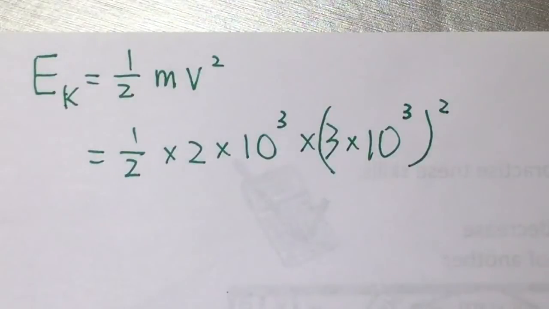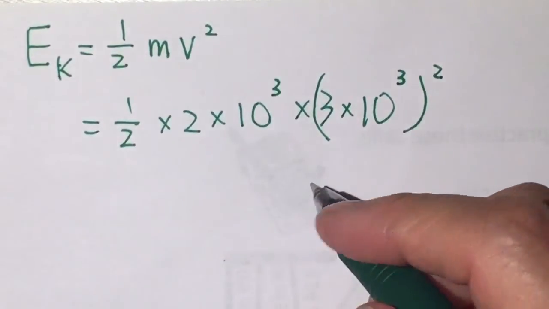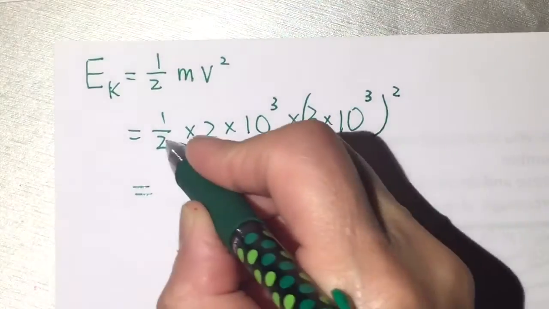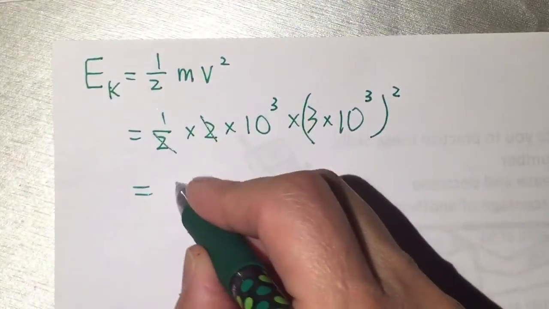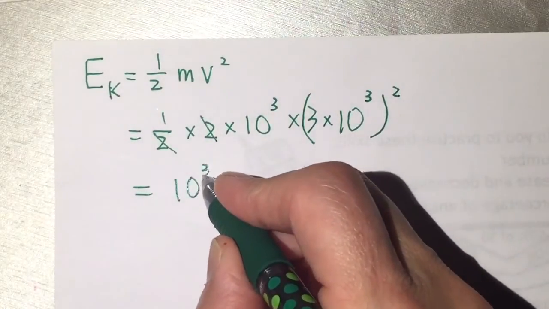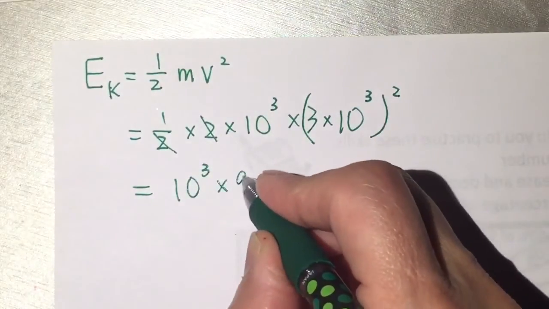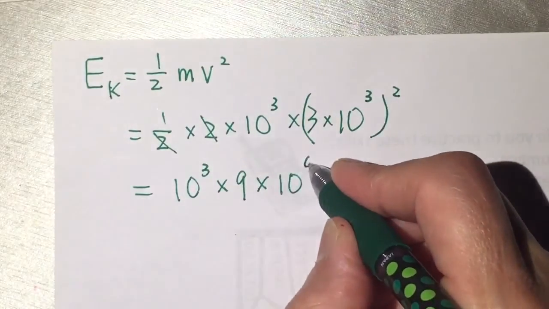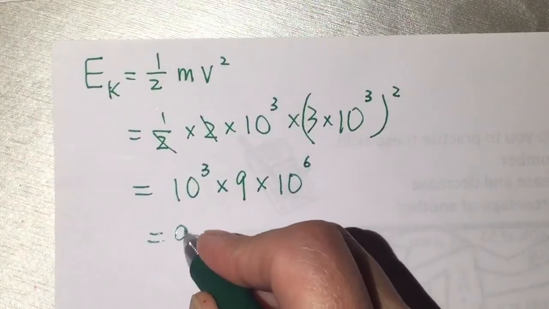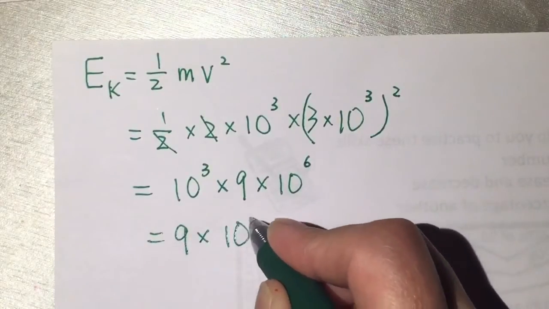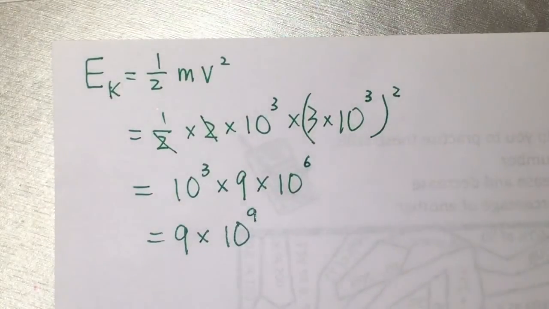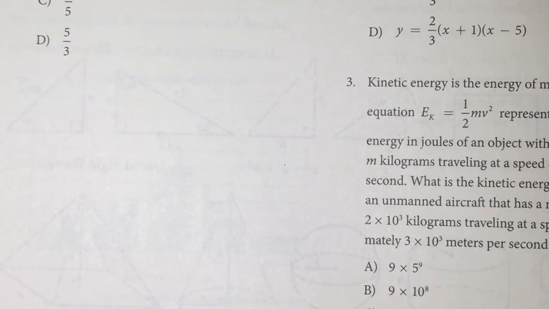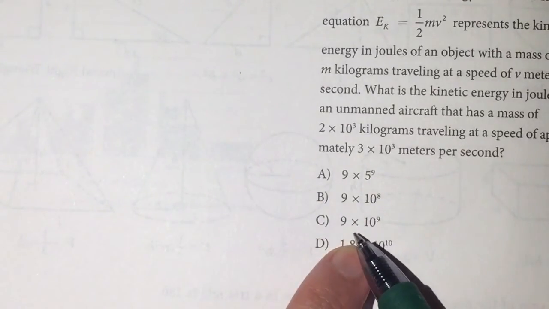Okay, I make it. So now what we are going to do is pure computation. Cancel. So 10 cube times 9 times 10 to the power of 2 gives 6. So 9 times 10 to the power of 9. So the answer is C.